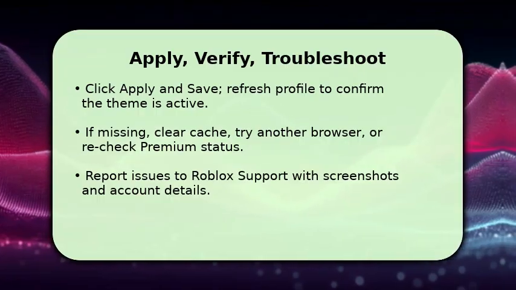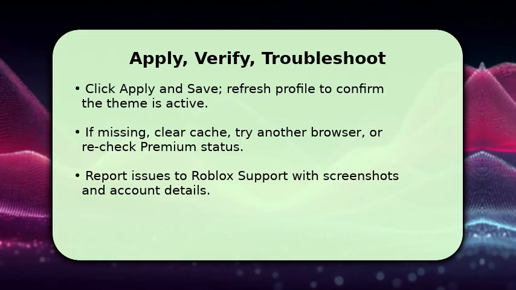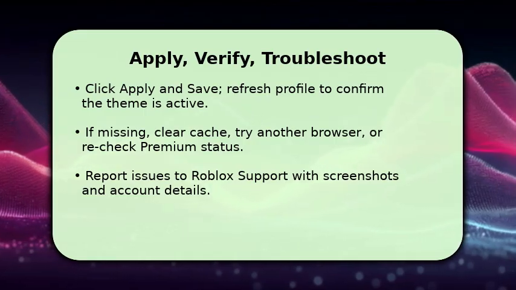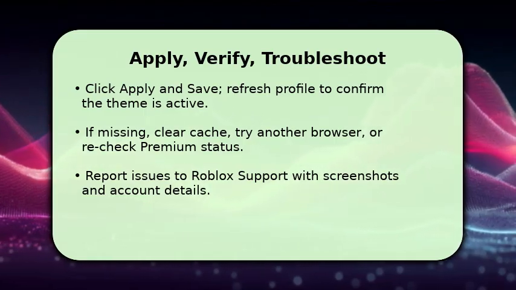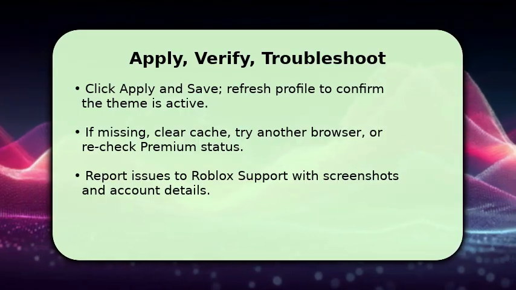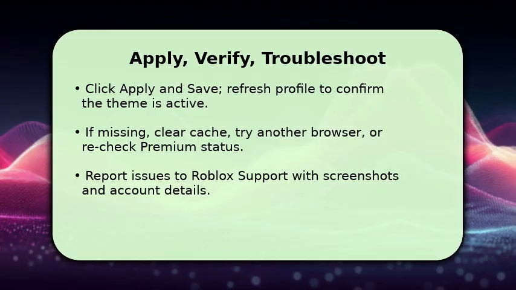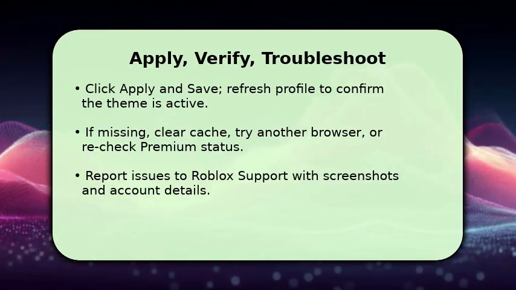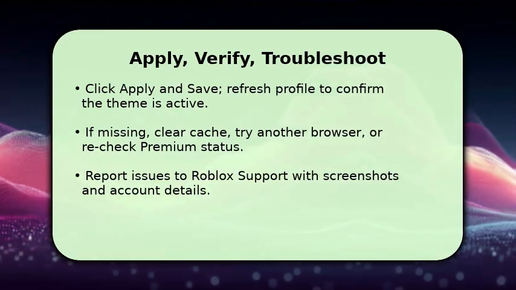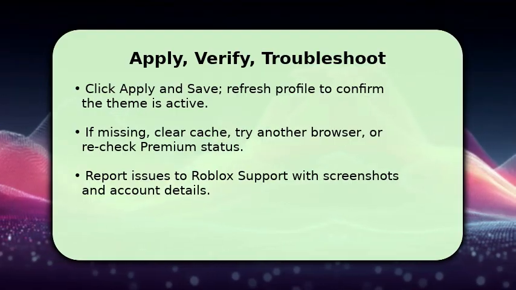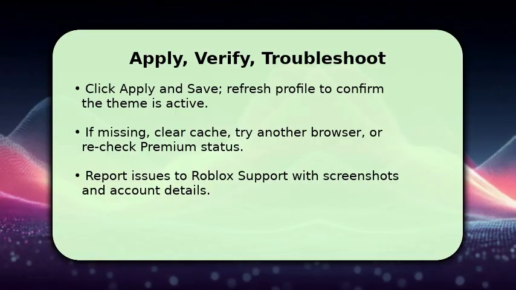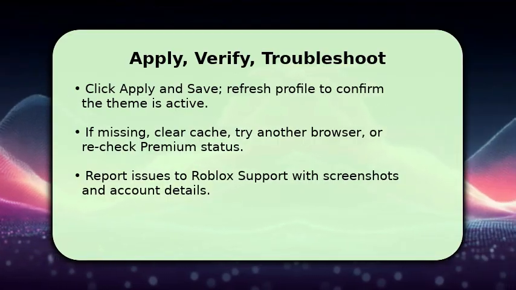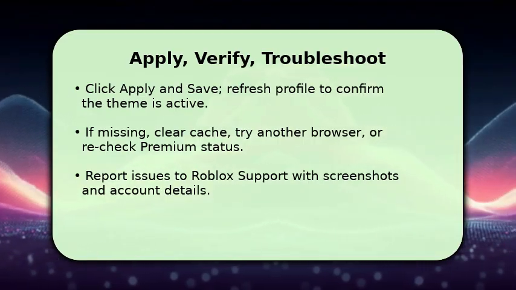If the theme does not appear, make sure you saved, clear your browser cache, or try a different browser. Occasionally, extensions block scripts. Also double-check your premium or eligibility status, since restrictions cause failures. If problems persist, gather screenshots and error details and contact Roblox support, providing clear info speeds resolution. That single troubleshooting step usually fixes most issues.